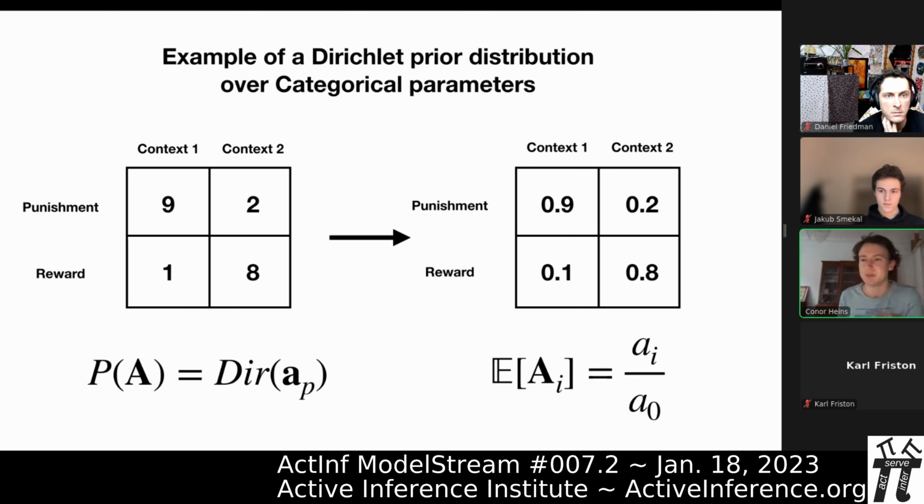And the expectation to create your A matrix, going from a Dirichlet to an A array, is very simple, because you just take each Dirichlet count and divide it by the column-wise sum, which is this A naught variable on the lower right. So it's just that particular value of the A array divided by the sum of the counts. So that's how you go from a Dirichlet prior over a categorical likelihood distribution through the expectation.